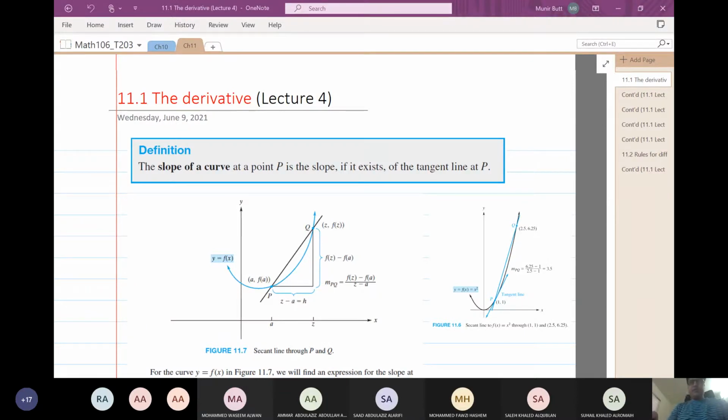Okay, so I welcome you all again to this Math 106 Applied Calculus. So can you see the OneNote thing? Yes, sir, it's clear.